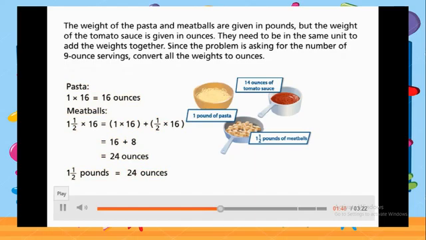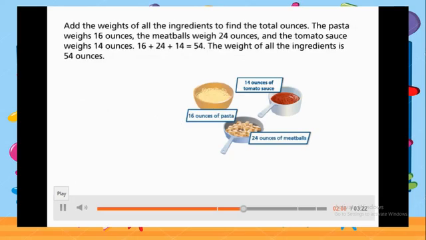The weight of the pasta and meatballs are given in pounds, but the weight of the tomato sauce is given in ounces. They need to be in the same unit to add the weights together. Since the problem is asking for the number of 9-ounce servings, convert all the weights to ounces. Add the weights of all the ingredients to find the total ounces.